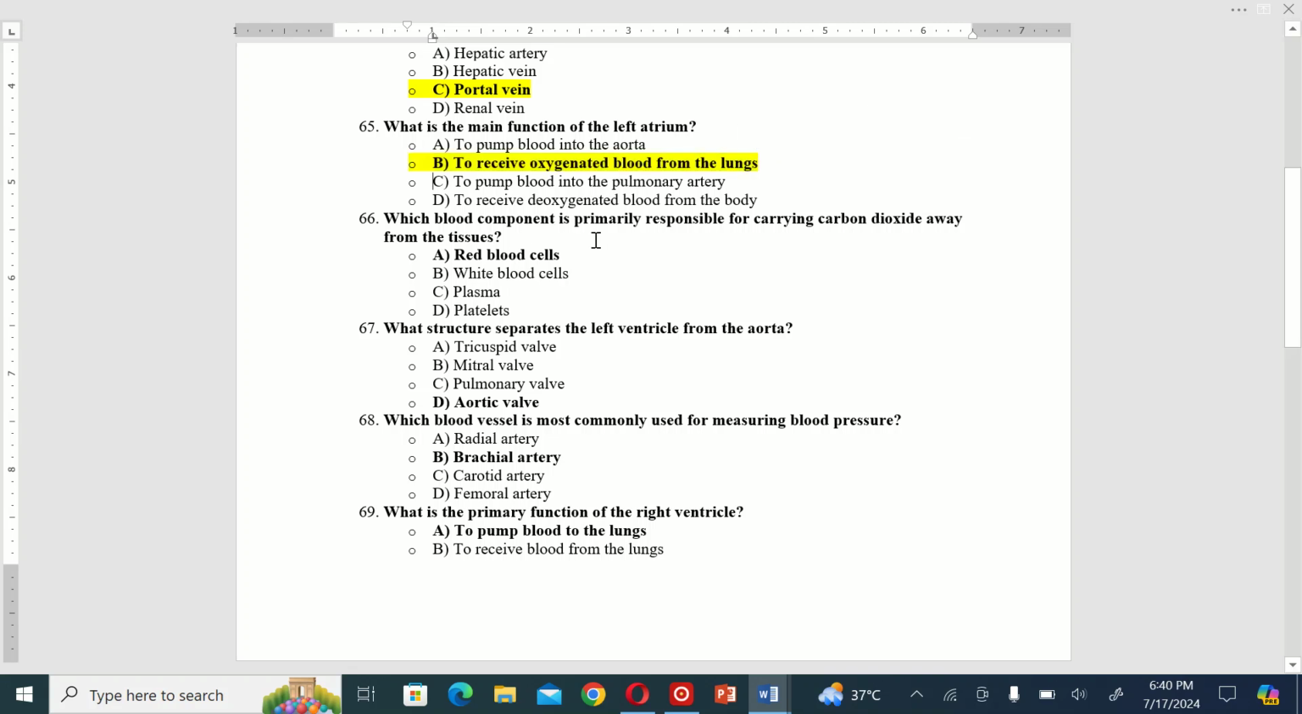Which blood component is primarily responsible for carrying carbon dioxide away from the tissue? A. Red blood cell. B. White blood cell. C. Plasma. D. Platelets. So the correct option is A. Red blood cell.